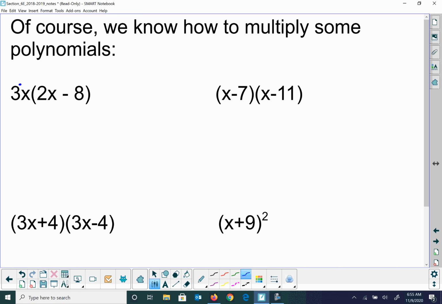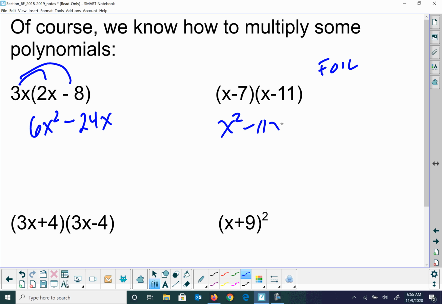When we multiply, we're going to distribute like we normally would. So I have 6x squared minus 24x, and that's all done. This one would be more of a FOIL situation, so you'd get x squared minus 11x minus 7x plus 77. Combine like terms, because those are like terms.